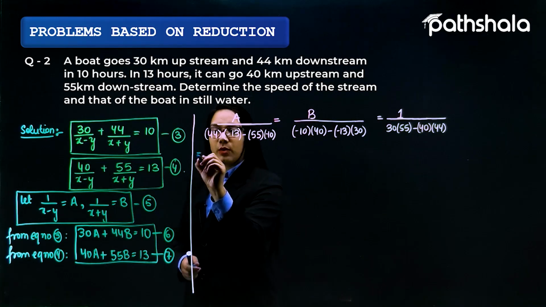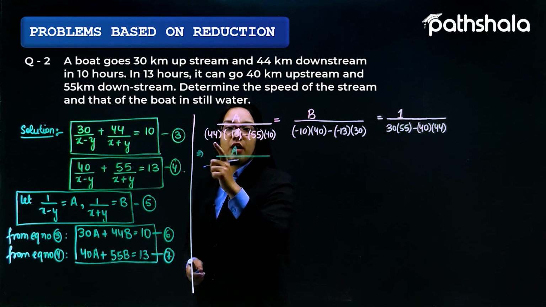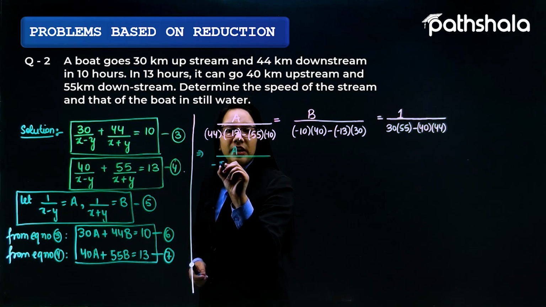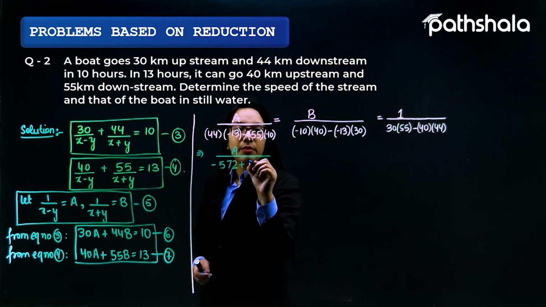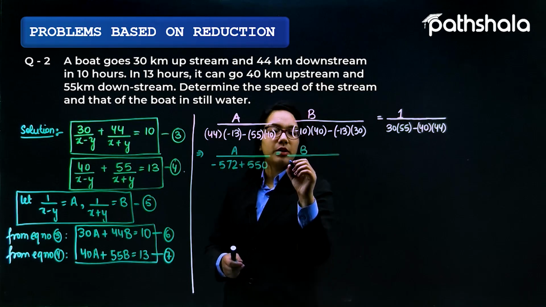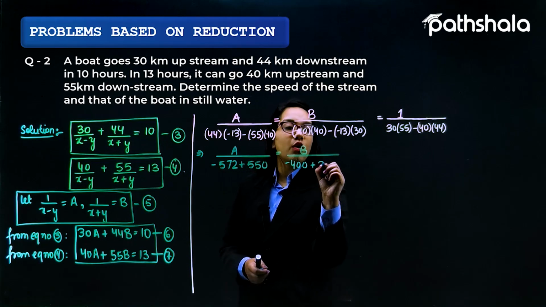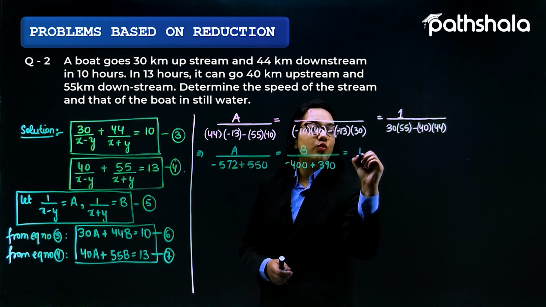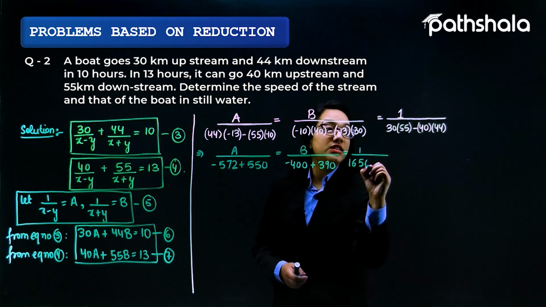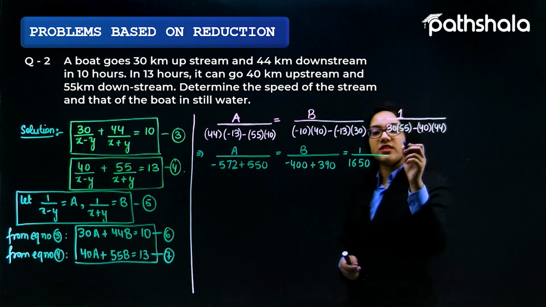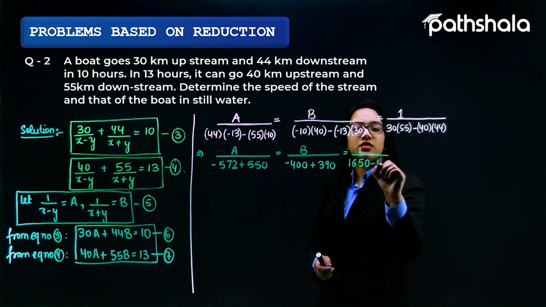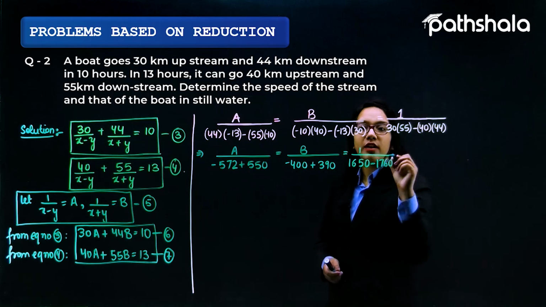So first of all, we'll solve this as capital A divided by 44 minus 13 times 44, which would be minus 572. This would be minus 572 plus 550, which is equal to capital B divided by minus 400 plus 390, which is equal to 1 divided by 1650 minus 1760. So let's find out the values over here.